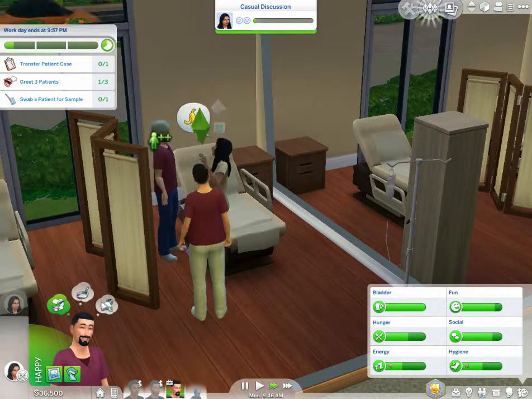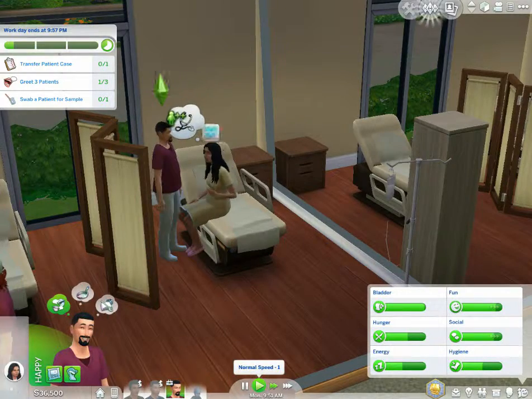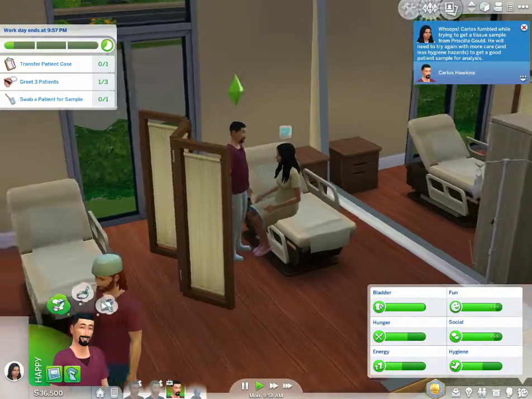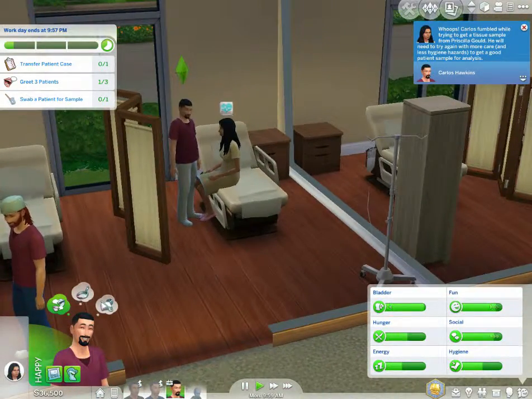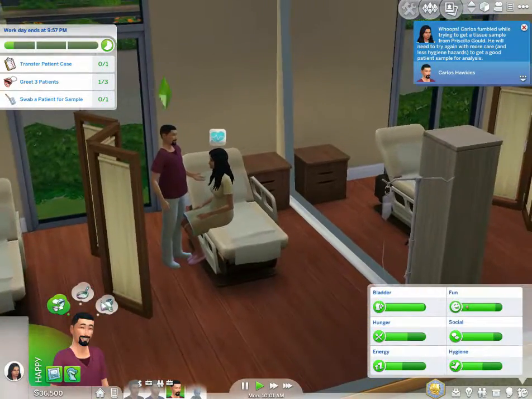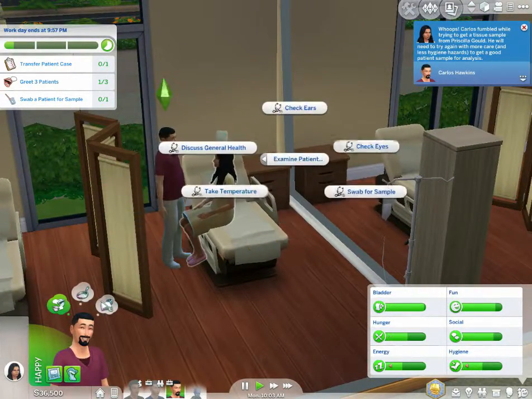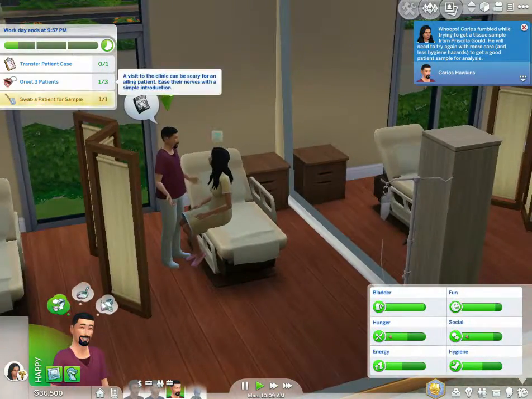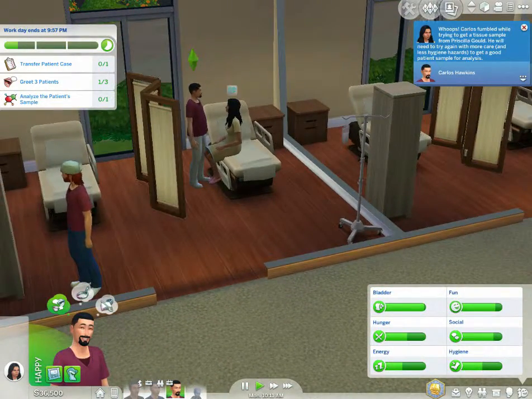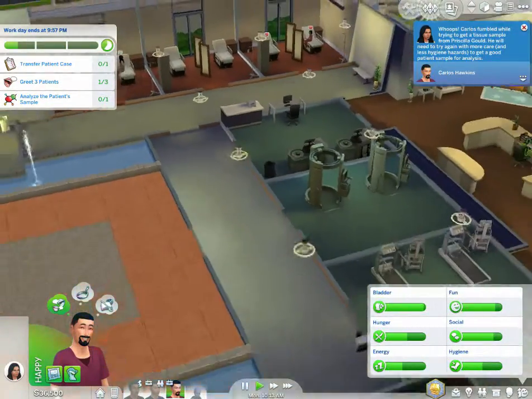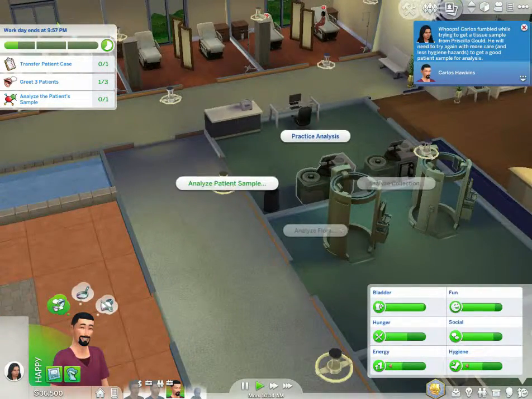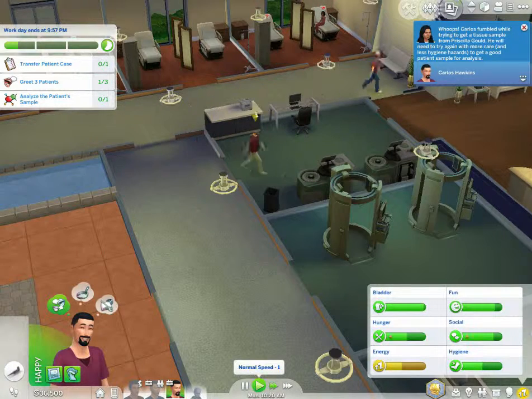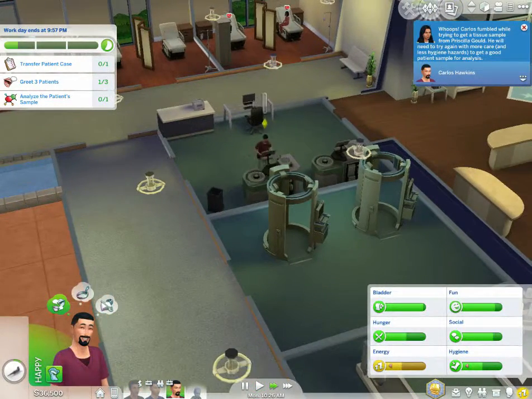Swab a sample. So for a sample, there you go. Sample from him, we will try and take more care. Okay, well let's stop again, shall we? There we go. Transfer patient case. Analyze the patient's sample. Let's do that. Analyze patient sample. Let's see what it comes up with.